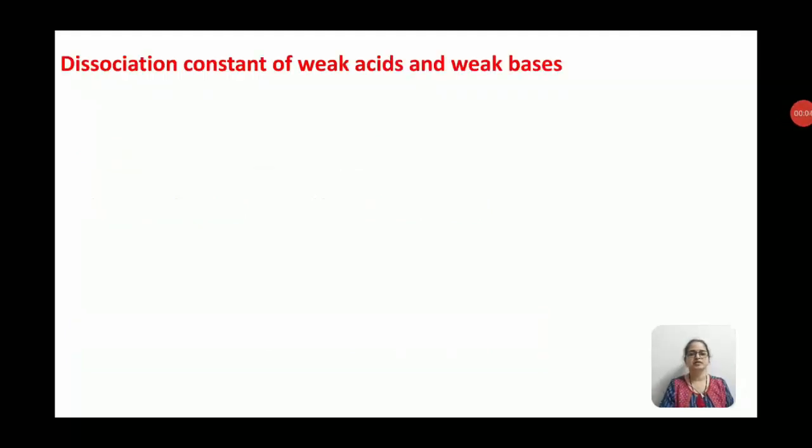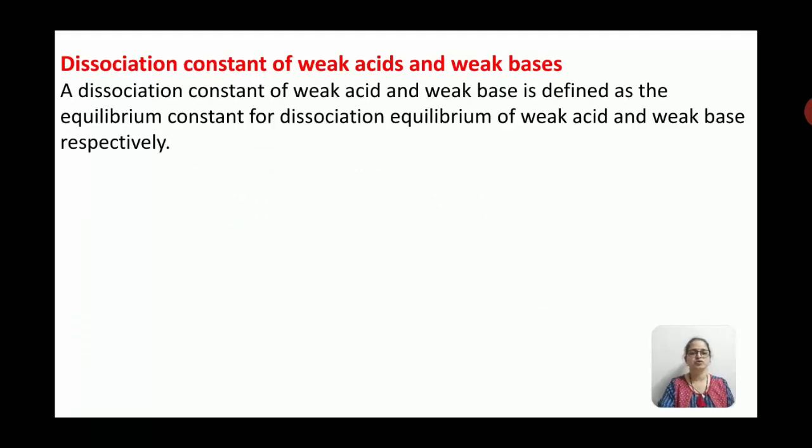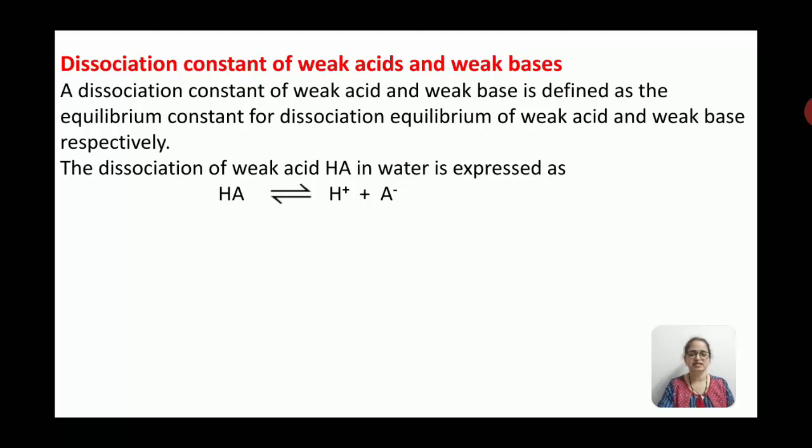Now we are going to learn the dissociation constant of weak acid and weak base. The dissociation constant of a weak acid and weak base is defined as the equilibrium constant for the dissociation equilibrium of the weak acid and weak base respectively. Consider HA as a weak acid. As it is a weak acid, it dissociates to a smaller extent, giving you H+ and A-. So the dissociation constant of the weak acid, Ka, is equal to the molar concentration of H+ into the molar concentration of A- upon the molar concentration of HA.